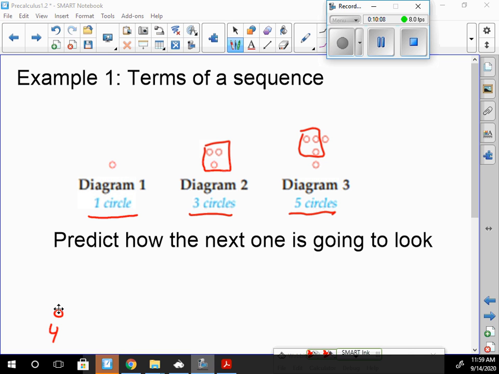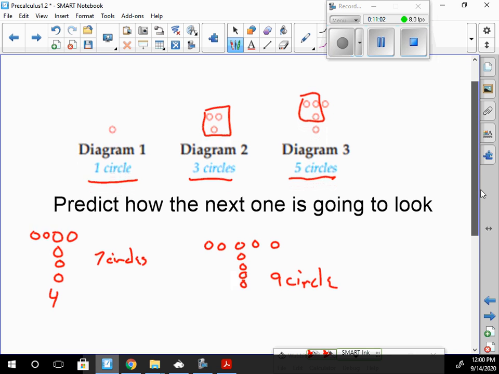Diagram 4, I'm going to add 1 to the bottom and 1 to the top. So that if I'm now counting my circles, 1, 2, 3, 4, 5, 6, 7. So there's 7 circles. I can continue doing this, going on forever. So the question turns into, what is happening with my pattern? I had 1, 3, 5.